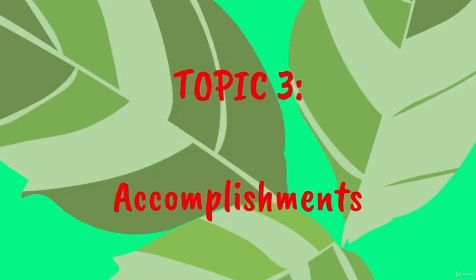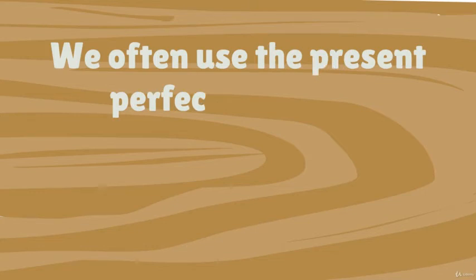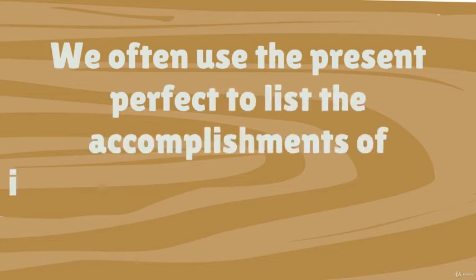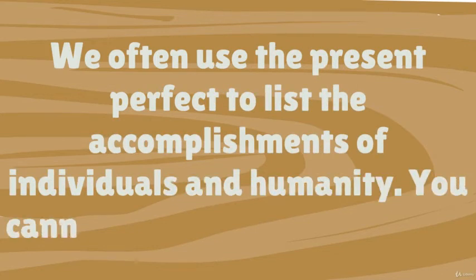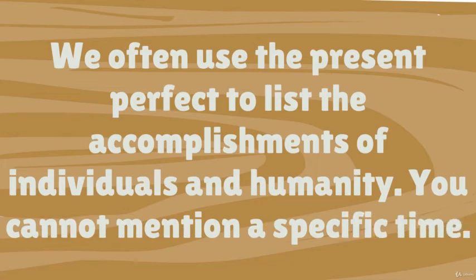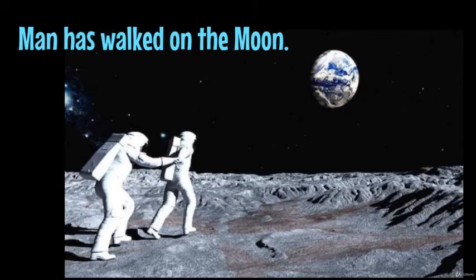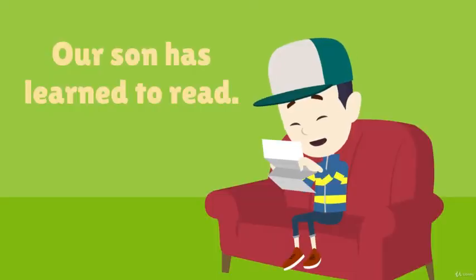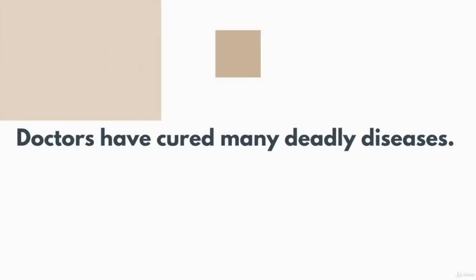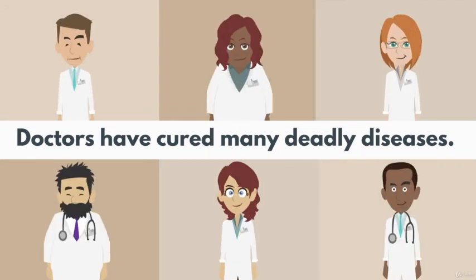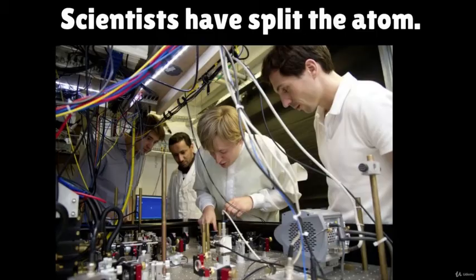Topic 3. Accomplishments. We often use the present perfect to list the accomplishments of individuals and humanity. You cannot mention a specific time. Examples: Man has walked on the moon. Our son has learned to read. Doctors have cured many deadly diseases. Scientists have split the atom.